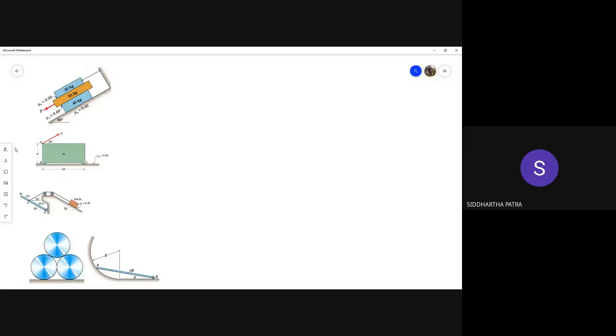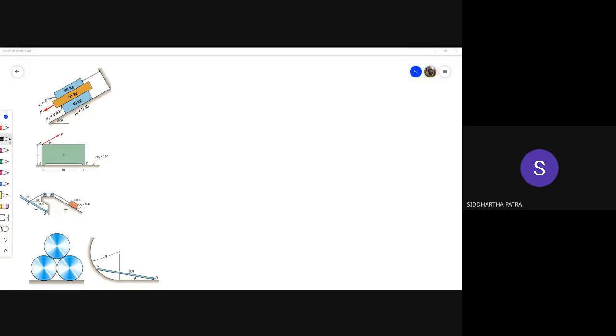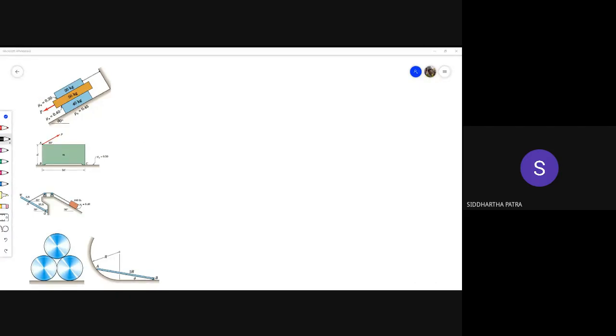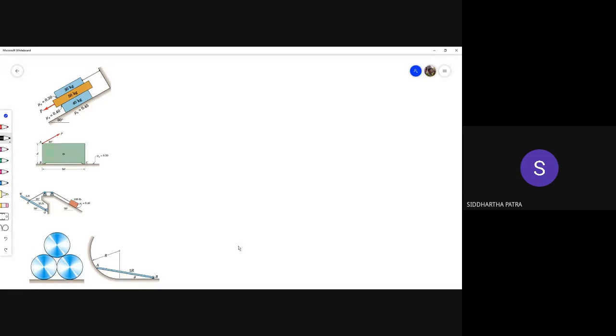So we'll continue discussing friction, or rather equilibrium with friction. The first problem that we would address today is, let's say, this one.